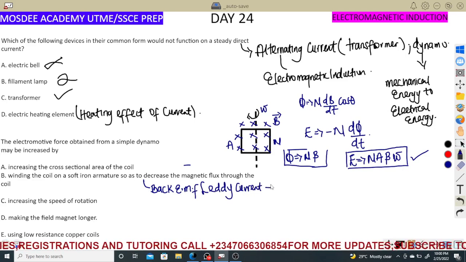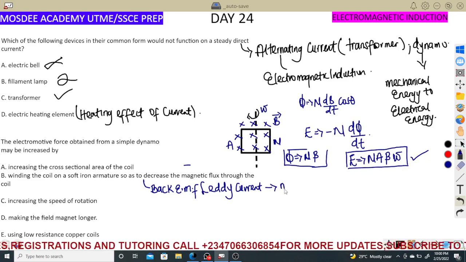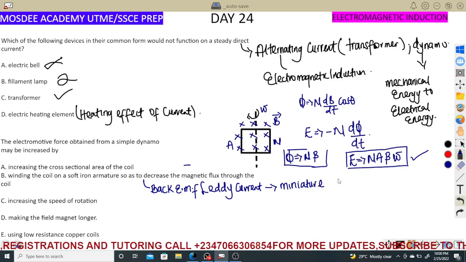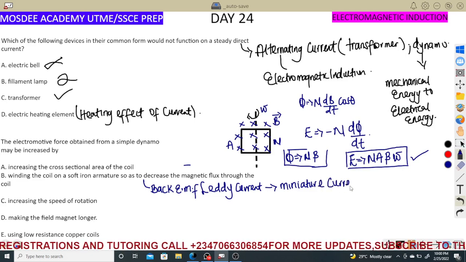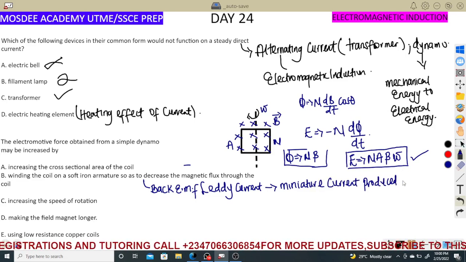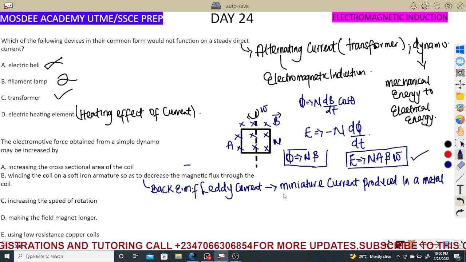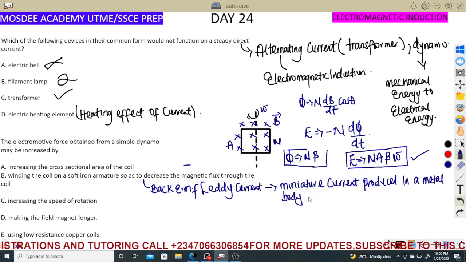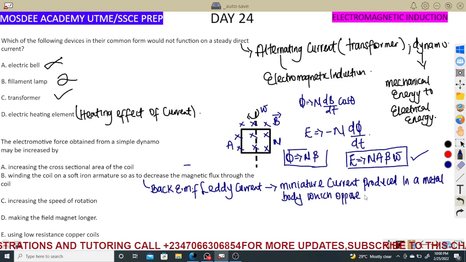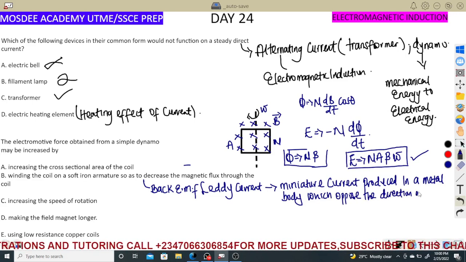Now, eddy current is defined as a miniature, meaning small, current that is produced in a metal body, which opposes the direction of current.